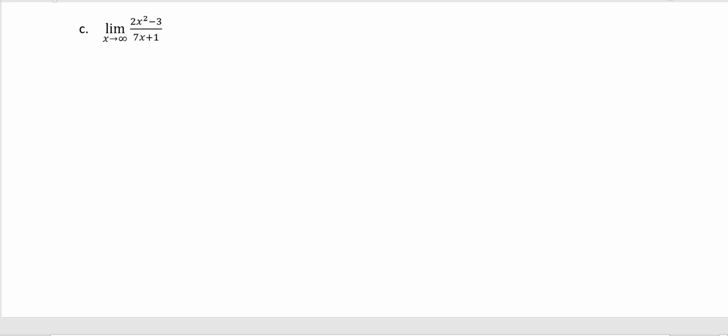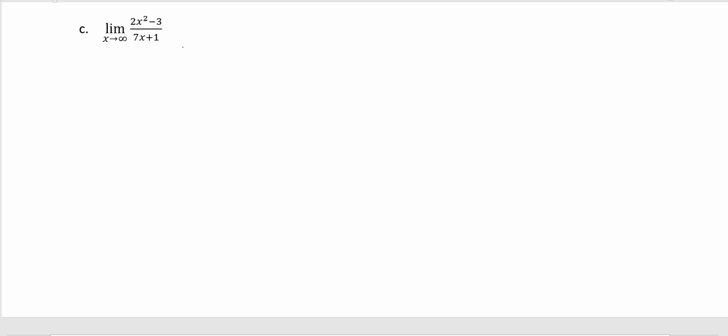Alright, for our third example, we have the limit as x is approaching infinity of 2x squared minus 3 over 7x plus 1. So first thing we want to do is figure out what power of x to divide everything by. So looking in our denominator, remember we're always going to look in the denominator for this. We've got x as our highest power, x to the first power. So we're going to divide every single term by x to the first power.